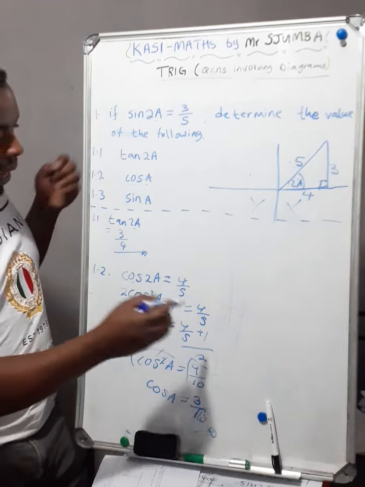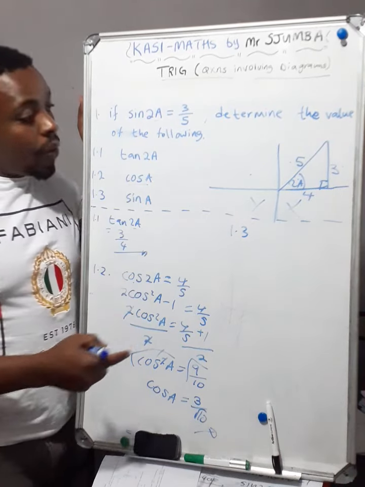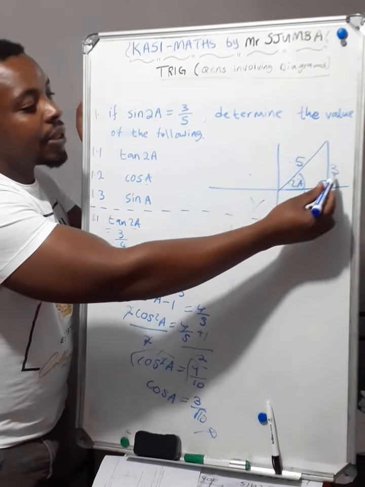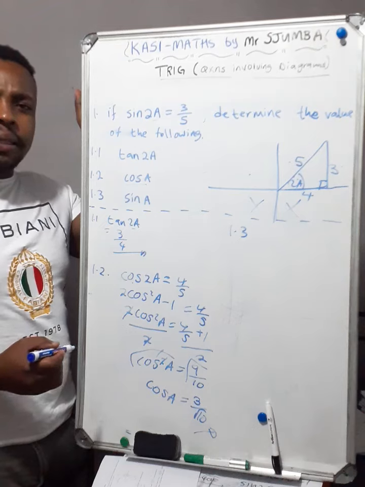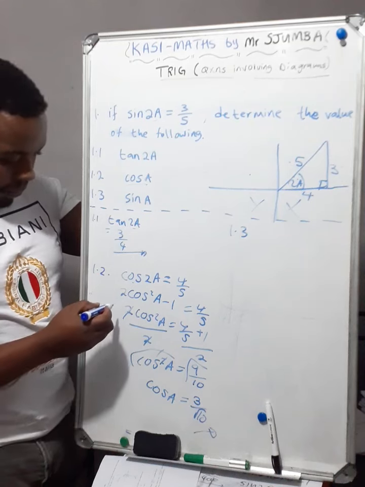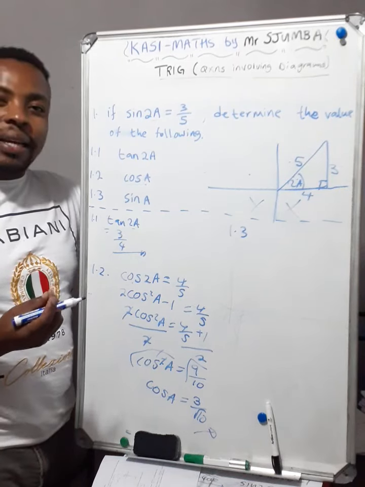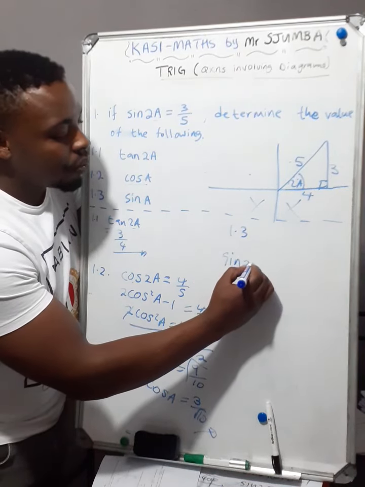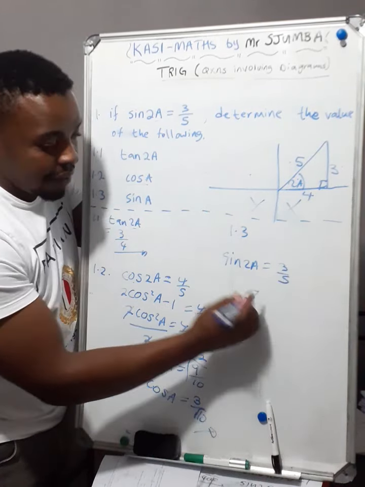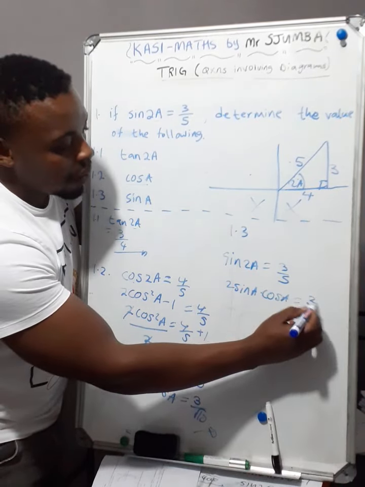Okay. Now 1.3. We're looking for sine A. Before, we were looking for sine 2A, and the answer is 3/5. But now we're looking for sine A. Even if we're looking for sine A, we still have to use cos. Why? Because it must use the double angle of sine, like sine 2A. The double angle of sine says 2 sine A cos A equals 3/5.